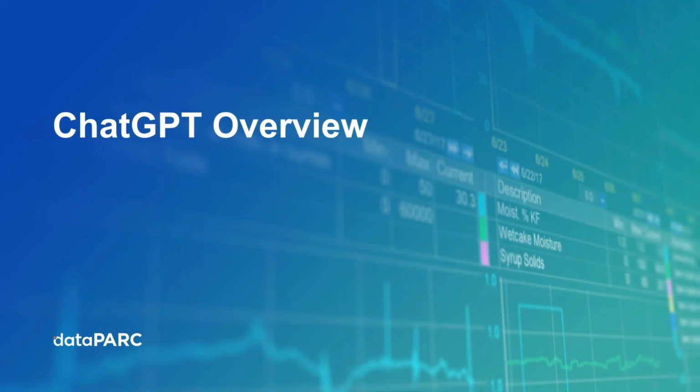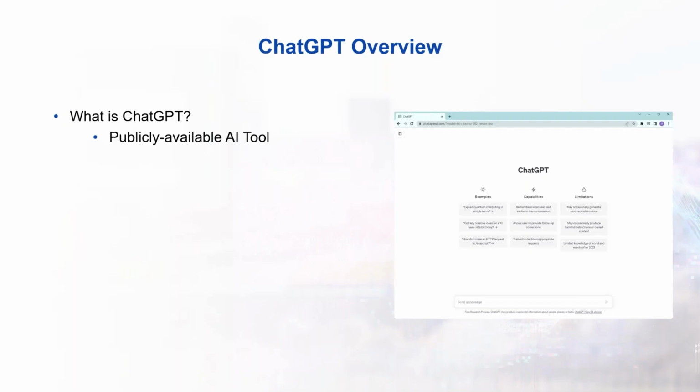So if we get into the ChatGPT overview, as I said, I am not even capable of describing everything behind these large language models. But what is ChatGPT? As you can see in the screenshot there, this is the opening web page for OpenAI's ChatGPT. It is a publicly available AI tool. There's lots of debate about what AI is and whether you can call this AI and all those things. That's a useful term, and we're going to use it.